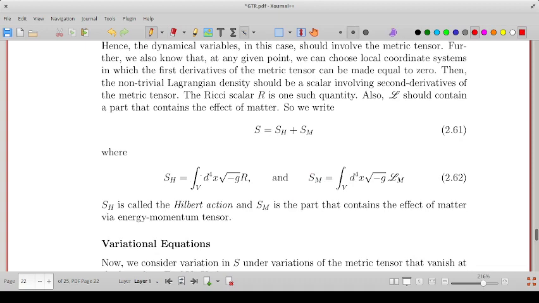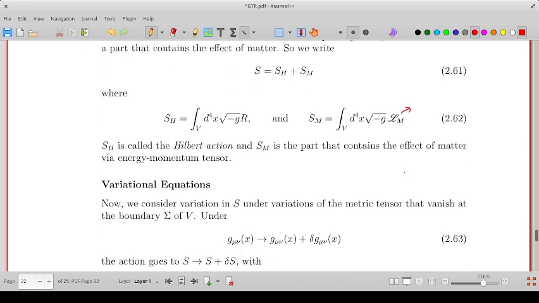Now, as I discussed earlier, the Hilbert action involves, first of all, an integral over the spacetime region with measure d4x times square root of minus g, and for the scalar Lagrangian part we take the Ricci scalar. And for the matter part, we again have the same integration measure, and we will have a scalar Lagrangian density which involves the effect of matter. So this should incorporate the energy momentum tensor, or this should be a scalar which is constructed from the energy momentum tensor.